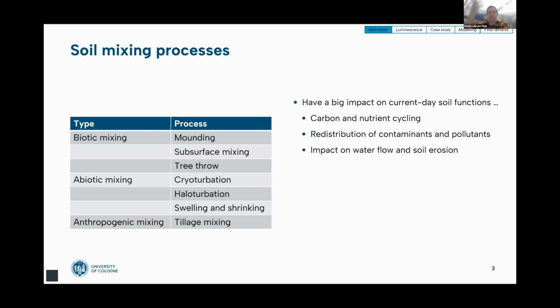These vertical transports in soils have a big impact on the current day soil functions. You can imagine if you transport some mass of soil from the topsoil to the subsoil, or the other way around, you also transfer a lot of carbon, for example, or nutrients, which plants might depend on to grow. And if you have contaminants in the soil, this mixing process might also redistribute the contaminants or pollutants from the topsoil to the subsoil. This process also has a big impact on the way that water flow is redistributed in soils, and also has an impact on the effect of soil erosion. So soil mixing processes have a big impact on current day soil function, so what we actually can do with the soil and what we can get out of it.